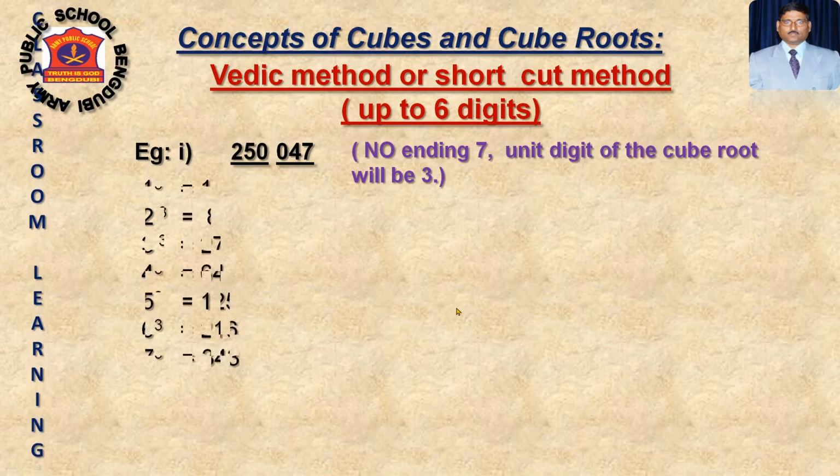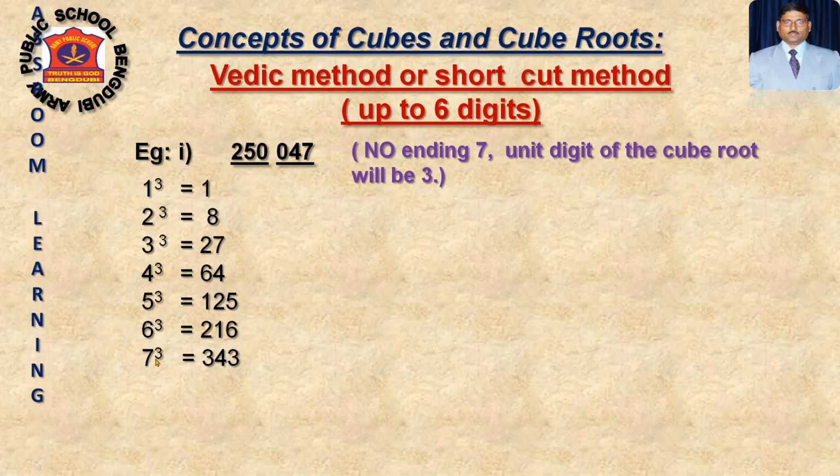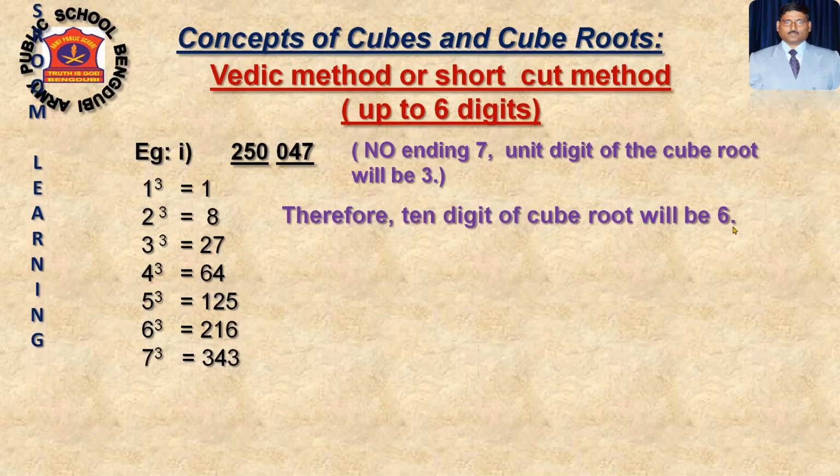You have to find out, remember this: 1 cube is 1, 2 cube is 8, 3 cube is 27, 4 cube is 64, 5 cube is 125, 6 cube is 216, 7 cube is 343. So your number belongs where? It is greater than 6 cube but less than 7 cube. In Vedic methods, there is a common rule: you cannot take the greater one. Always you have to accept the smaller one. So you have to accept 6 cube, so the tens digit will be 6.